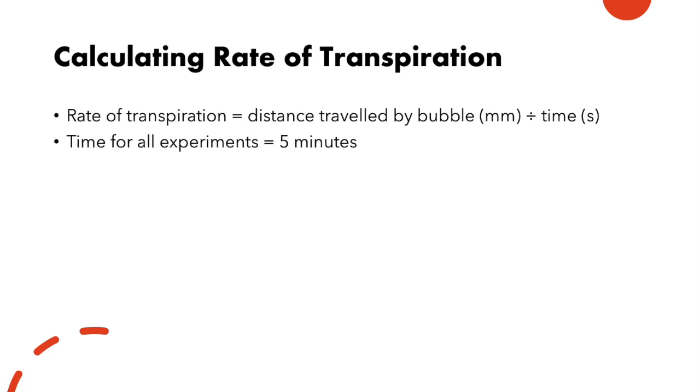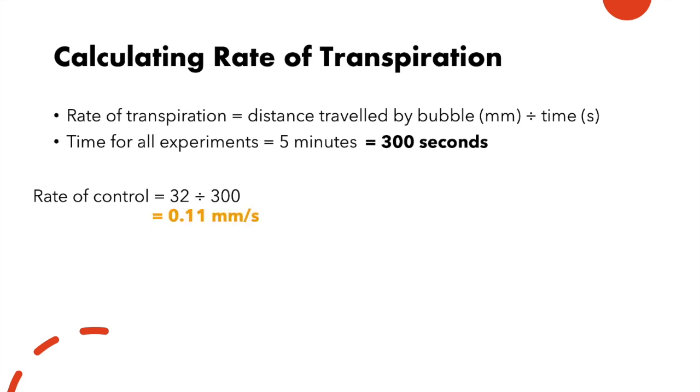as water is lost from the leaves through evaporation. The time for all of our experiments was the same at 5 minutes, but we need to convert this to seconds by multiplying by 60, giving us a time of 300 seconds for all experiments. To calculate the rate for the control experiment, we need to do 32 divided by 300, which gives us a rate of 0.1 millimetres per second.